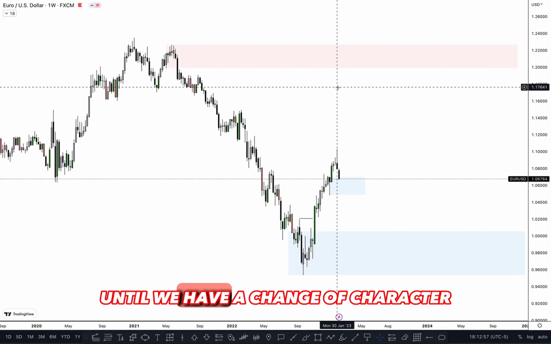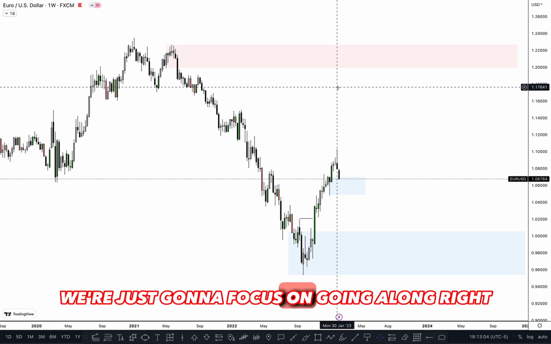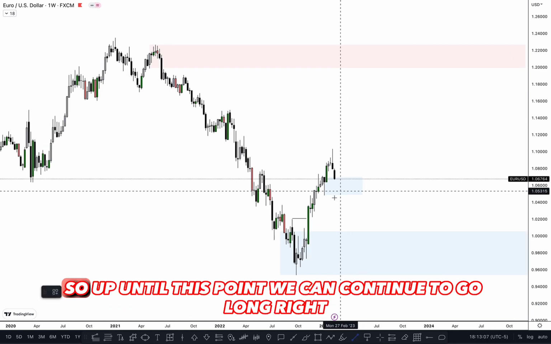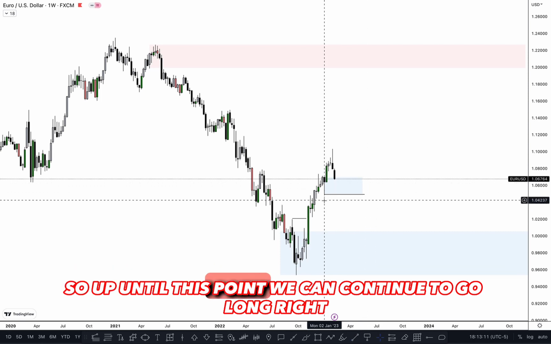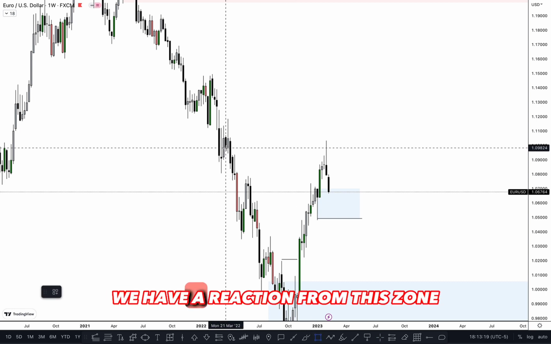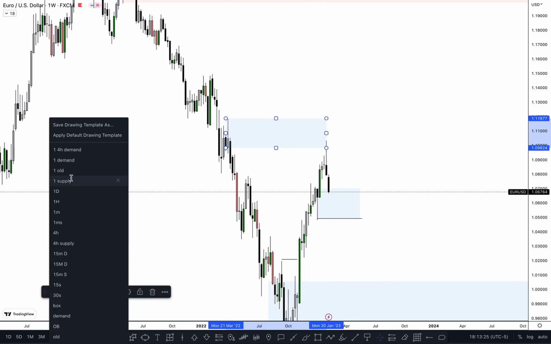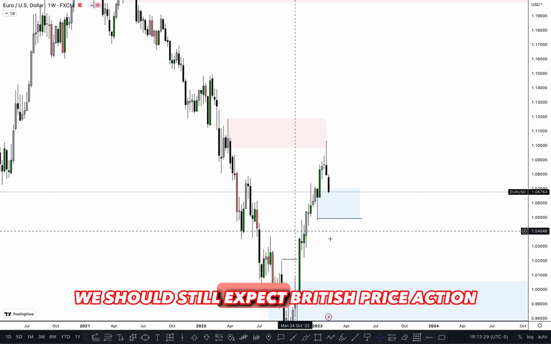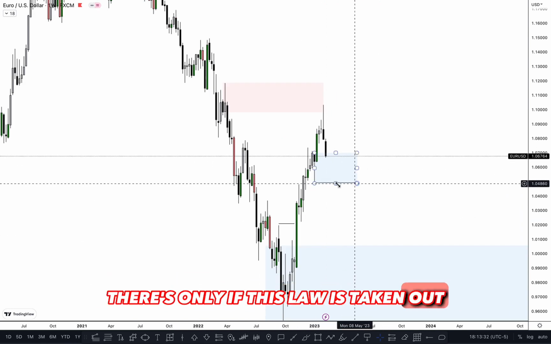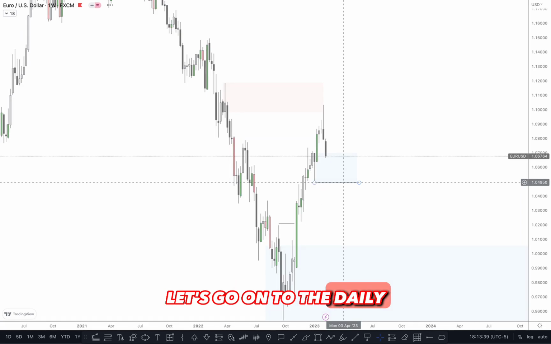Okay, so until we have a change of character or change in order flow, we're just going to focus on going long, right? So up until this point, we could continue to go long, right? We're having a reaction from this zone, but the order flow is still bullish, so we should still expect bullish price action. It's only if this low is taken out, then we can expect bearish price action, right? So let's go down to the daily.